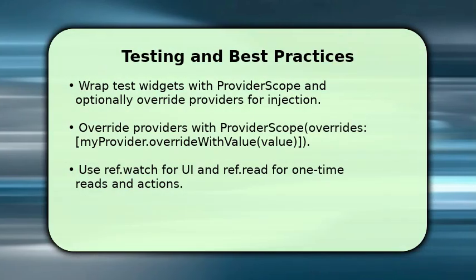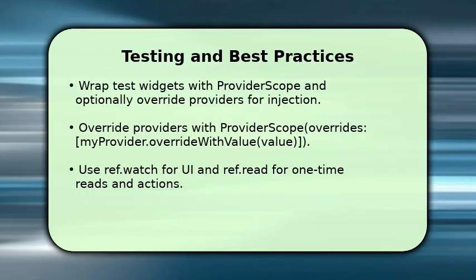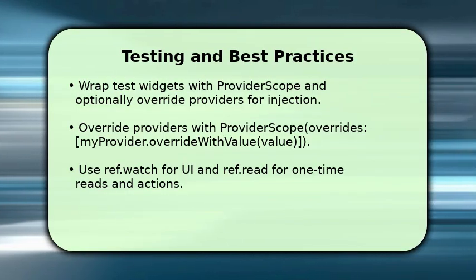For unit and widget tests, wrap the tested widget in a ProviderScope to supply providers. Override providers using ProviderScope overrides: myProvider.overrideWithValue(testValue) to inject fake dependencies. In tests, use container = ProviderContainer() for pure provider testing without widgets.